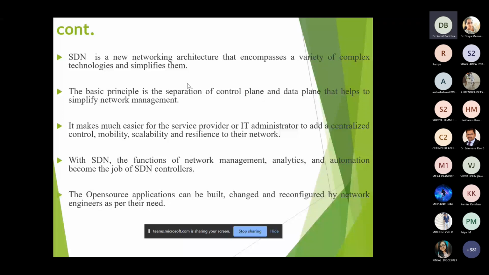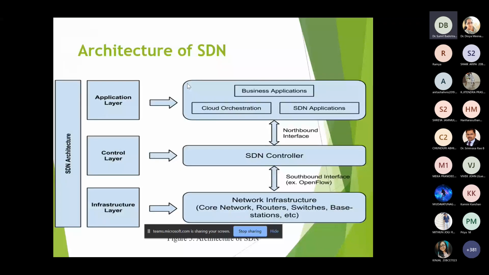This is the architecture of SDN. It has 3 different layers: application layer, control layer, infrastructure layer. So let us discuss all these layers one by one. Application layer, as the name signifies, includes all the different business applications such as your firewall, your intrusion detection system, intrusion prevention system, and all the relevant SDN applications.